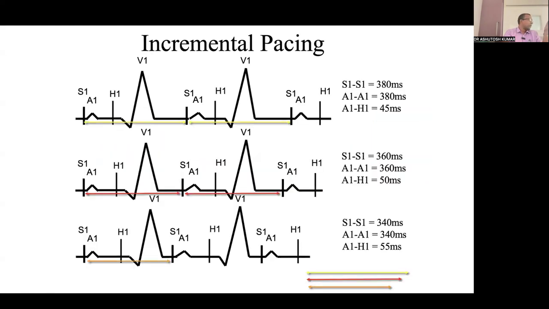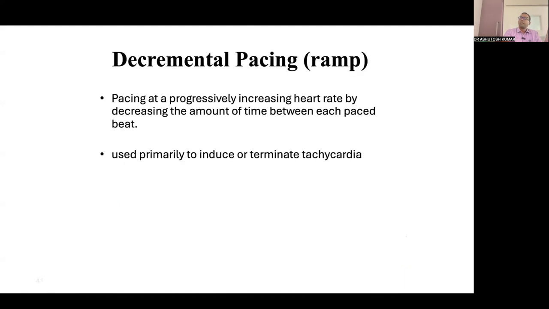And what is a jump? I have already explained: if you are reducing by 10 milliseconds and the AH interval increases by 50 milliseconds, it means the patient is having a jump, or they have two pathways in the AV node, one called slow and one fast. When the fast pathway is not conducting, which we call the refractory period of the fast pathway, conduction goes through the slow pathway and the tachycardia will come. So this we usually say. And decremental pacing is a ramp, usually not utilized because atrial fibrillation or ventricular fibrillation can develop in these types of tachycardias.